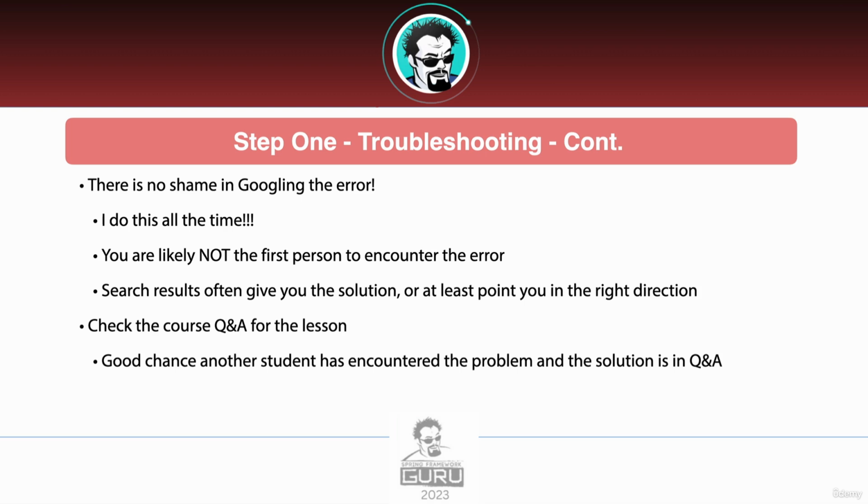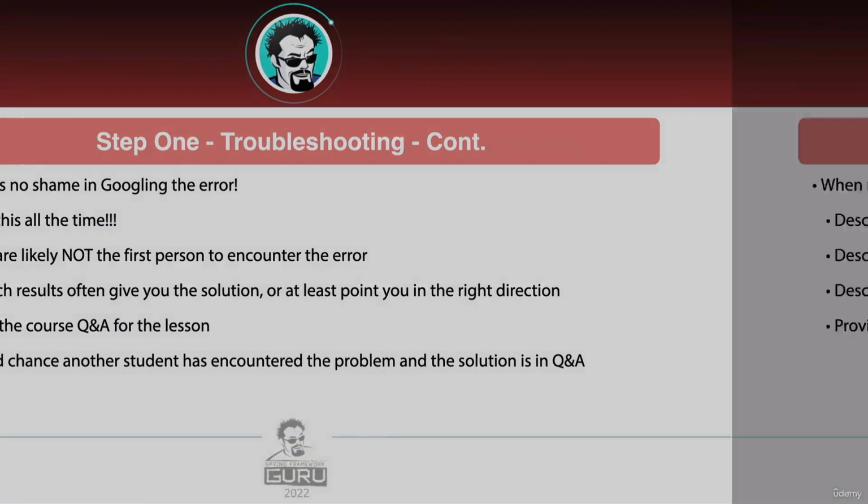And then in the course, check the Q&A for the lesson. As students progress through the course, chances are another person has encountered that problem, the question's been asked, and the solution is in Q&A. So that's a really good resource. Don't overlook that. If you're seeing a problem in a lesson, you're hitting a speed bump, check that Q&A. A lot of times the solution will be there.